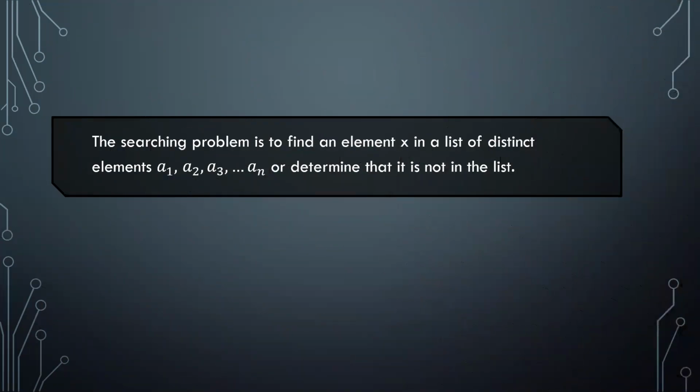A searching problem is to find an element x in a list of distinct elements, a_1 through a_n, or determine that it's not on the list. So we have a couple list algorithms we want to go through. These are all really basic problems. You may have seen these before in your computer science courses, but the idea is that we want to look at, hey, here's a problem, find something in a list.